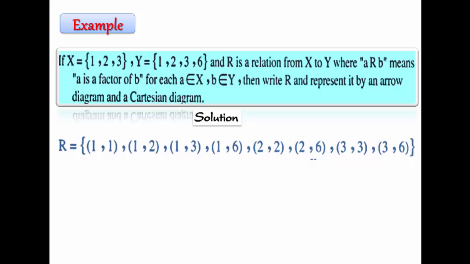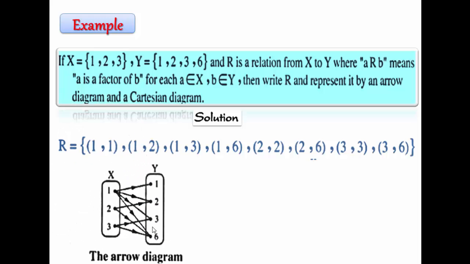The relation will be, open braces, the first ordered pair (1, 1), and the second one (1, 2), (1, 3), (1, 6), and (2, 2), (2, 6), (3, 3), and the last one (3, 6). What is the meaning of factors of number b? As shown, I will explain how I could answer this question.